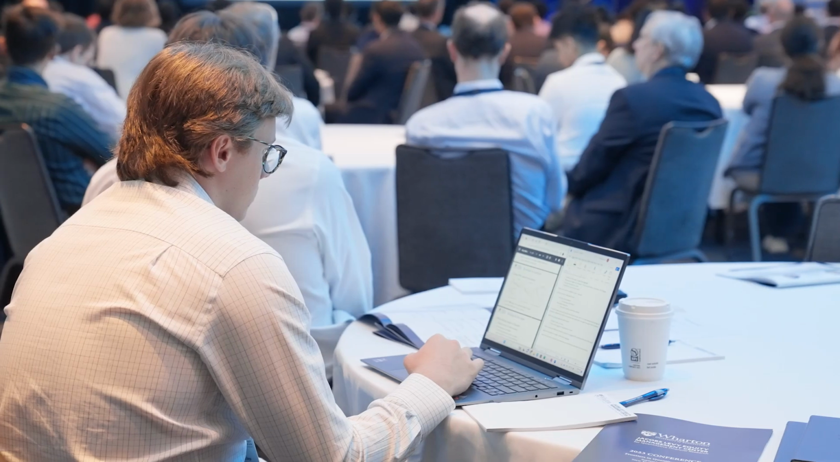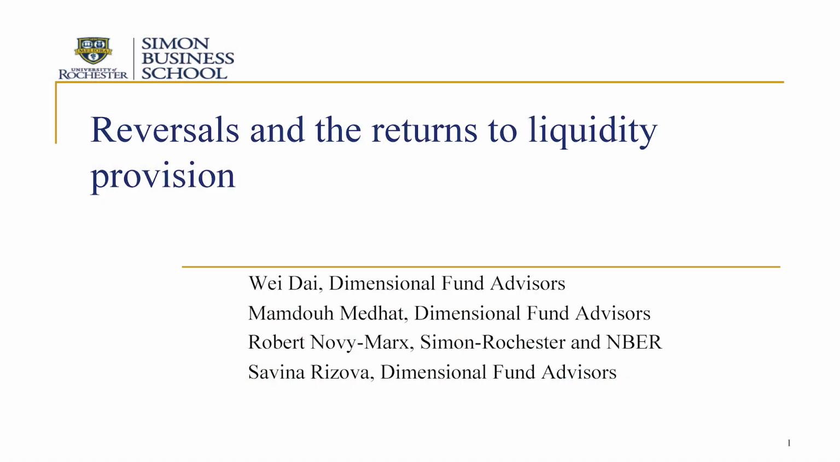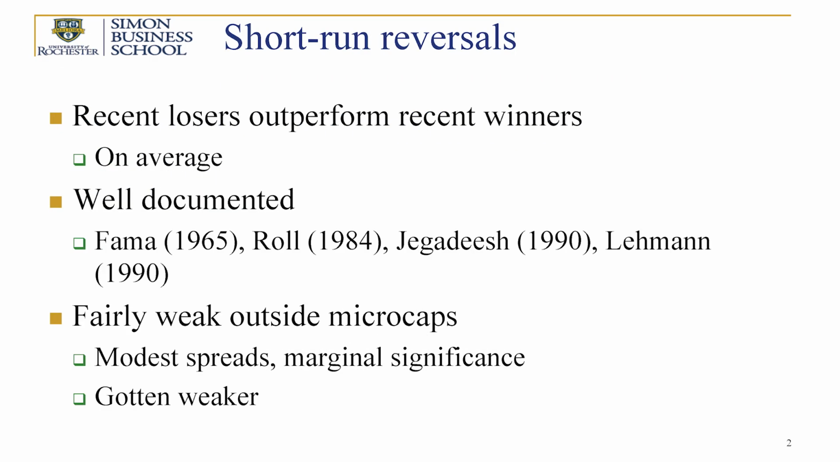I've been struggling with this work. I've tried to write this paper twice before in the last 10 years. The current version, which I'm very happy with, has co-authors who are all at Dimensional, where I've been involved for quite a while. It's about reversals and the return to liquidity provision. These things are quite closely related, I think.